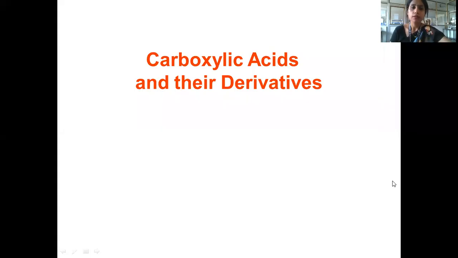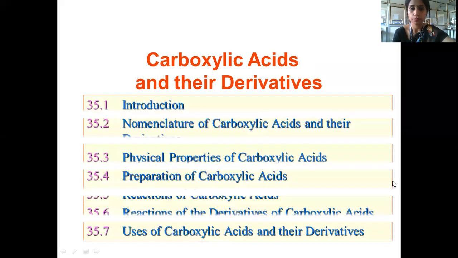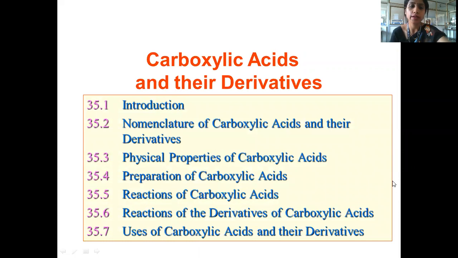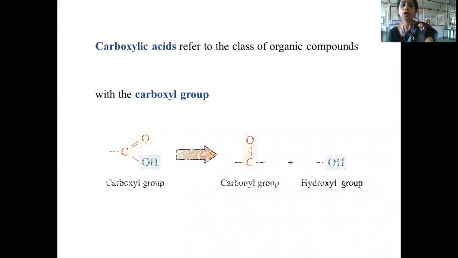Hello students, today we will study the second unit of the fifth semester, which is on the topic carboxylic acid derivatives, carboxylic acids and their derivatives. So in this we will be studying about the introduction and the nomenclature of carboxylic acids and their derivatives, physical properties, preparation, properties or reactions of carboxylic acids, reaction of the derivatives of carboxylic acid, and then finally the uses of both of them.